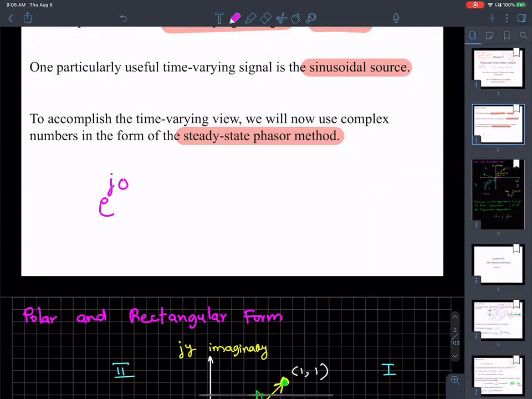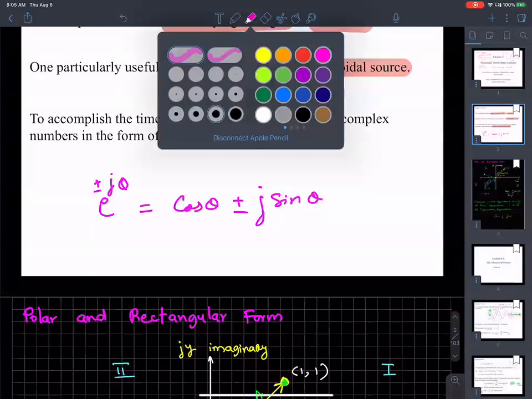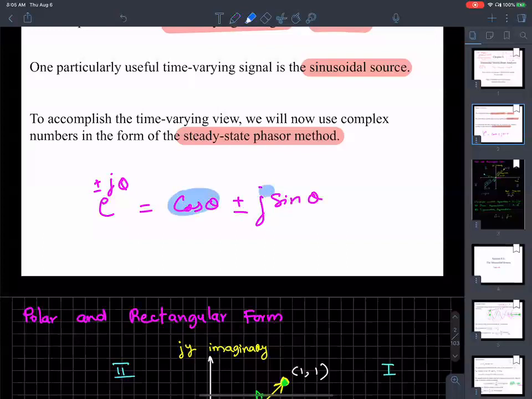Other questions, please? That's a good question, because that underpins a lot of our discussion today. E to the j theta is cos theta plus or minus j sine theta. A complex number with a real part and an imaginary part is equivalent to the exponent e to the j theta. There's a real part, there's an imaginary part.